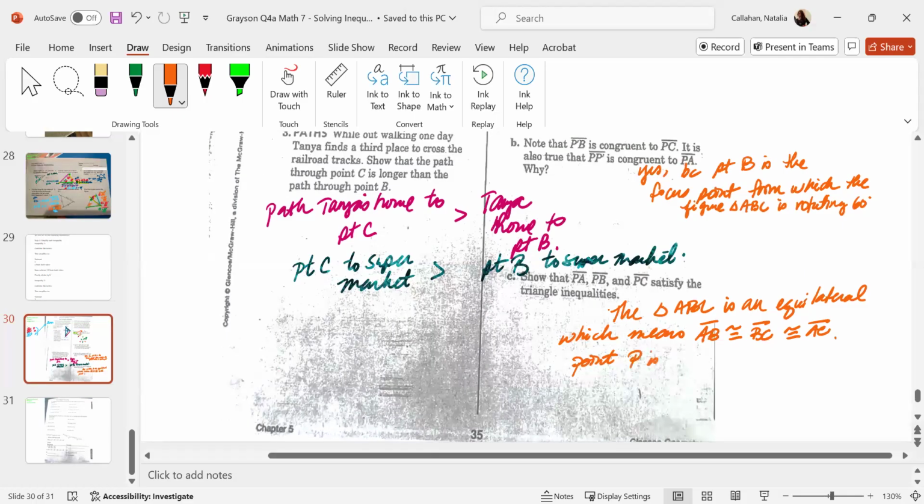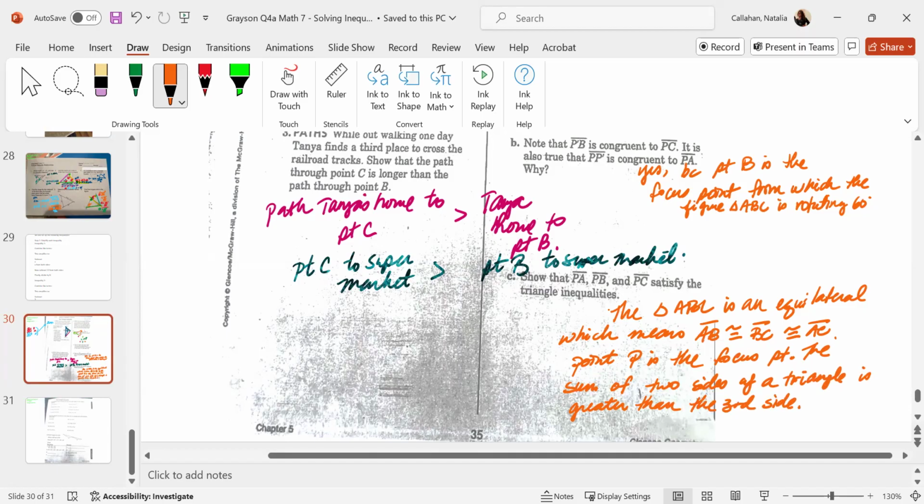Point P is the focus point. Okay? And then talk about the inequality. The sum of two sides of a triangle is greater than what? Greater than the third one. So you're basically just rewriting the whole thing. You know what I mean?